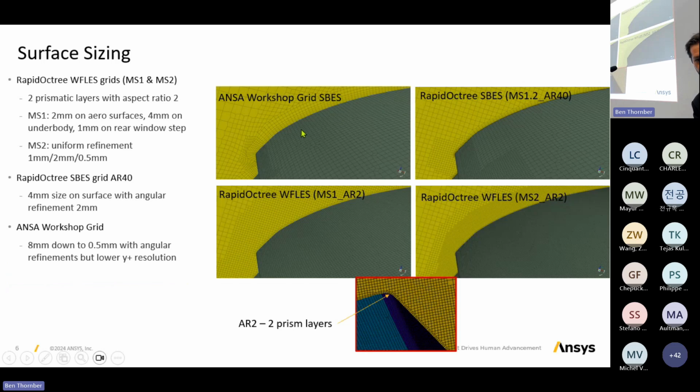This is the workshop mesh for reference. This is the rapid octree mesh. It's called 1.2. It's got closed grooves, which is one thing to keep in mind here. On the tires, this is the MS1 wall function LES, and this one is basically a systematic, or if you want, naive refinement approach, just basically double resolution on all surfaces while keeping most of the volume boxes constant size.